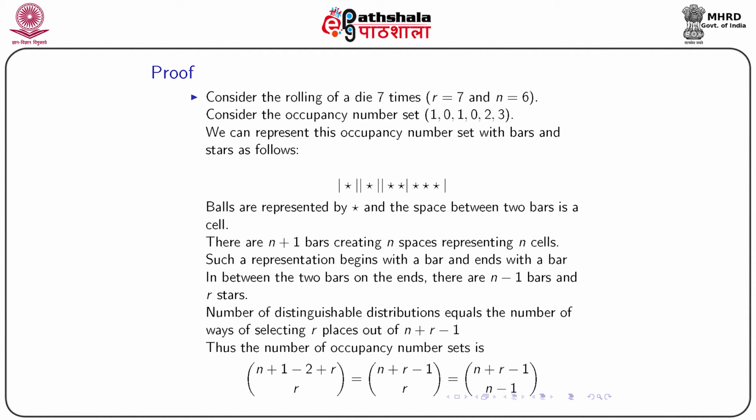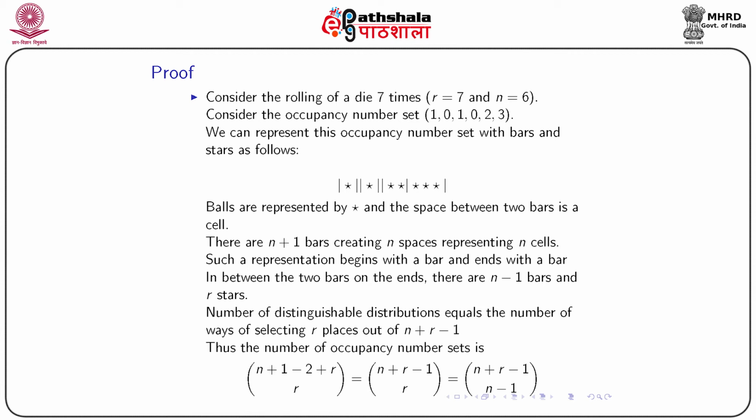Now for n cells we need n plus 1 bars, and this can create n spaces representing n cells, and such a representation begins with a bar and ends with a bar. The first bar and the last bar we can't change, so we assume them to be fixed. Now we are left with n minus 1 bars, and these n minus 1 bars I can change, and if I change the position of these bars I will get new and new arrangements of the balls. In between the 2 bars on the ends there are n minus 1 bars and r stars.